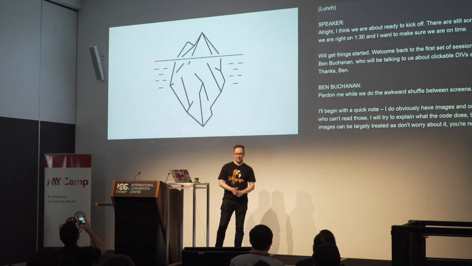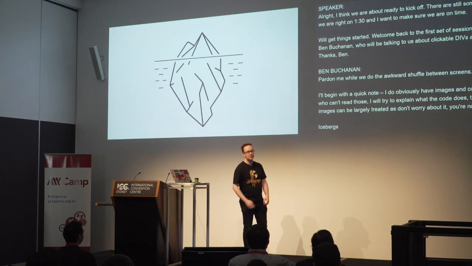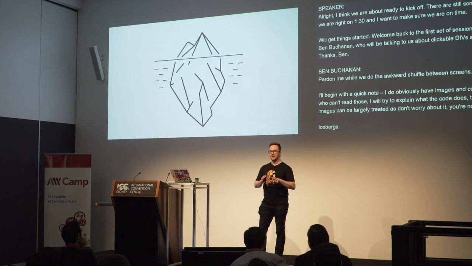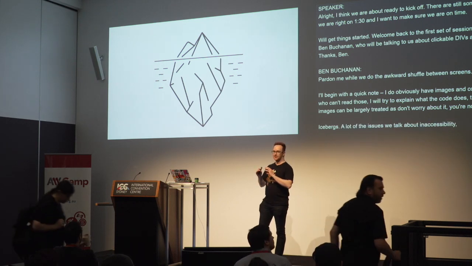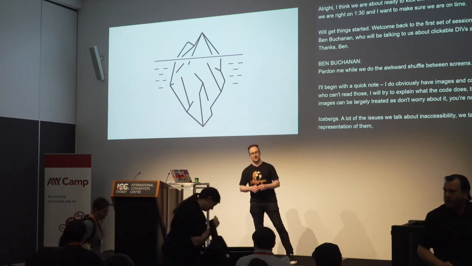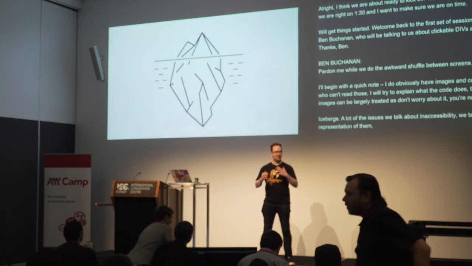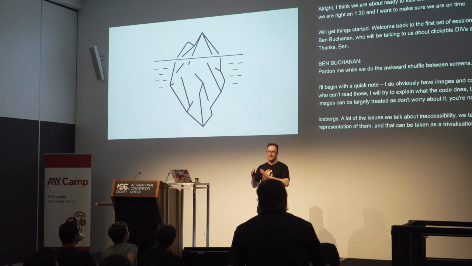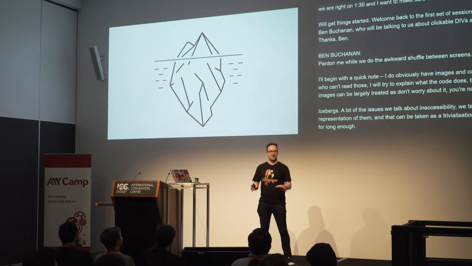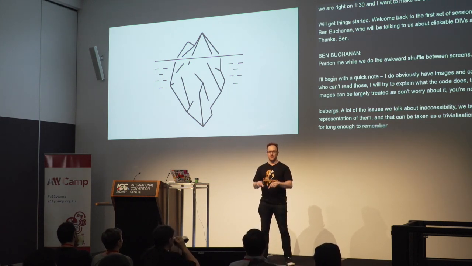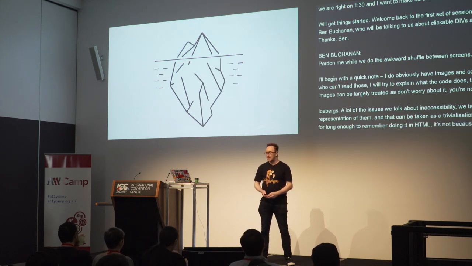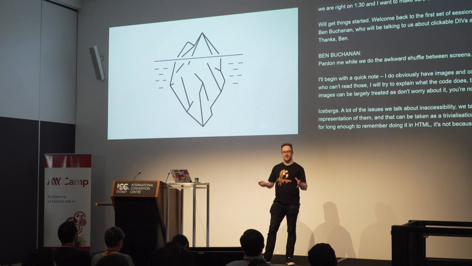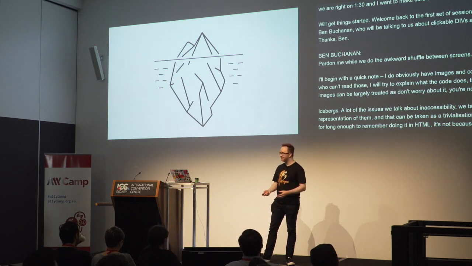Icebergs. Why did I talk about icebergs today? A lot of the issues we talk about in accessibility, we talk about the simplest representation of them, and that can be taken as a trivialization. So anyone who's been doing it long enough to remember explaining over and over again why you would use strong and em, not b and i tags in HTML. It's not because we were obsessed with emphasizing things, although in those conversations we probably were bolding a lot of things. It's because they are a neat representation of a much bigger thing, tips of icebergs.